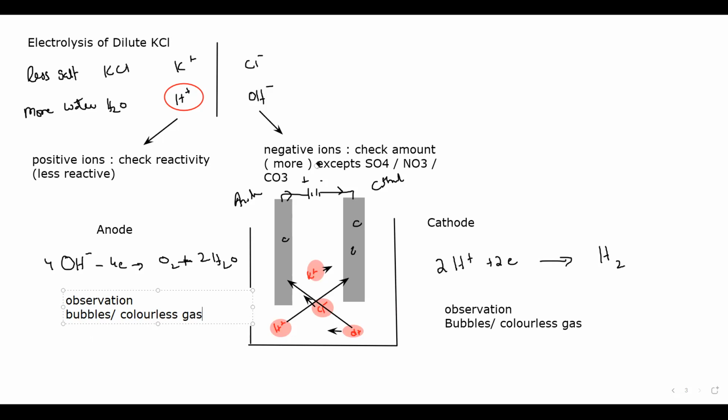Now what happened to the electrolyte? Electrolyte means what we are left with. H is being removed, OH is being removed. So what are we left with? We are left with KCl. So the electrolyte will turn into KCl only. So this is what we do or observe during the electrolysis of dilute potassium chloride.